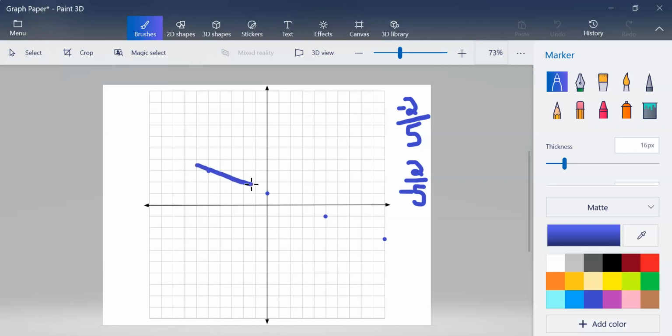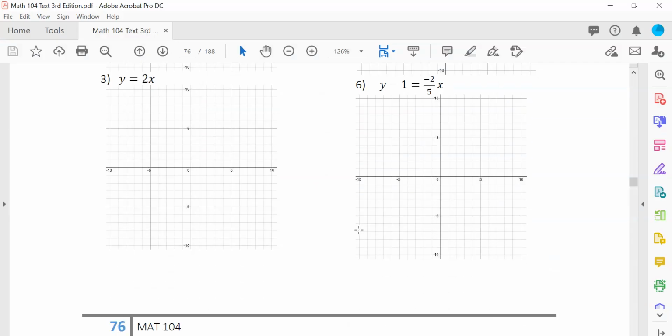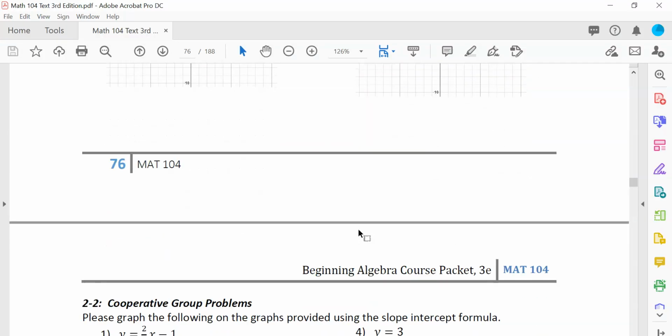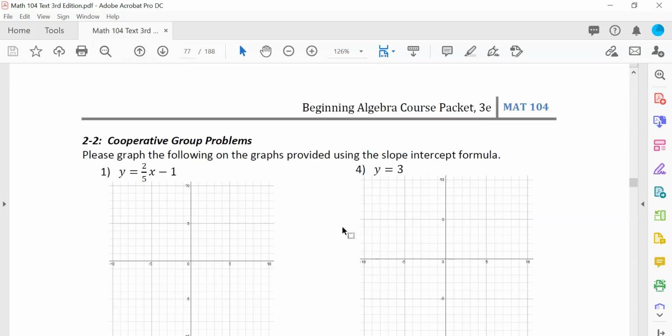Now we create this line. Put arrows at the ends so that we know it goes on forever. And there you go. So that's how we're going to graph using the slope-intercept form of the equation. You can do the other problems in section 2.2, both the cooperative group problems and the at-home practice problems on your own.